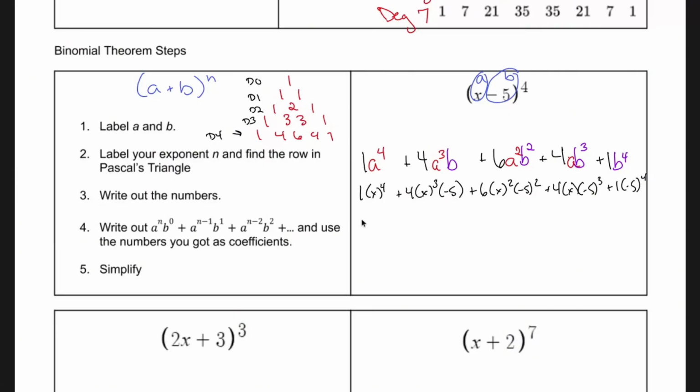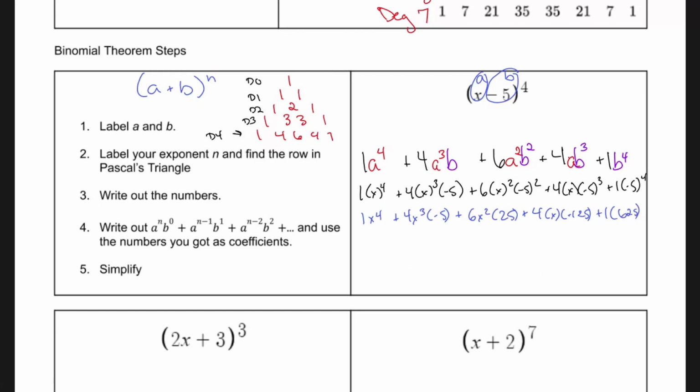Okay, then we simplify. 1 times x to the 4th. I'll clean that up. 4, x to the 3rd, negative 5. I didn't really do anything. I'm just taking care of the exponents first. 6, x squared times 25. 4, x times negative 125. Plus 1 times positive 625.